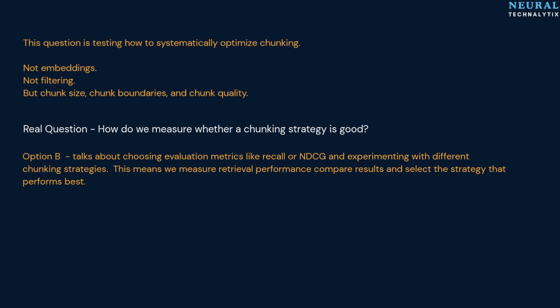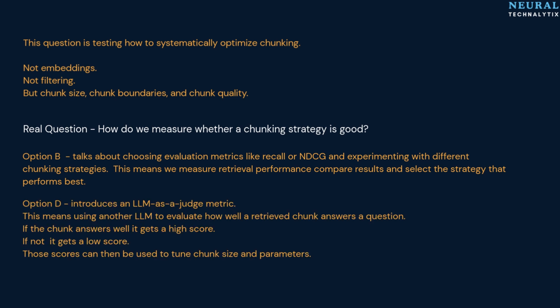Now look at option D. Option D introduces an LLM as a judge metric. This means using another LLM to evaluate how well a retrieved chunk answers a question. If the chunk answers well, it gets a high score. If not, it gets a low score. Those scores can then be used to tune chunk size and parameters. So both option B and option D directly measure chunk quality.